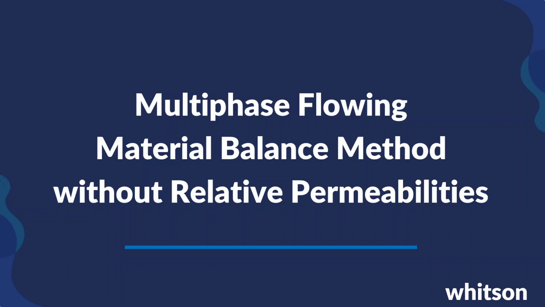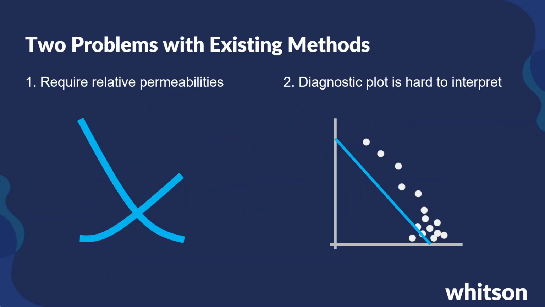And probably what's the most unique about this method is that it does not require relative permeabilities as an input. The reason for that is we're using only historical rates, where all those ratios are baked into the rates themselves. So we actually don't need relative permeabilities. The details of the theory we'll skip today, but what's unique compared to existing methods is that existing multiphase flowing material balance methods require relative permeabilities, and they also have a diagnostic plot that's very, very hard to interpret. So it typically looks like a gunshot.